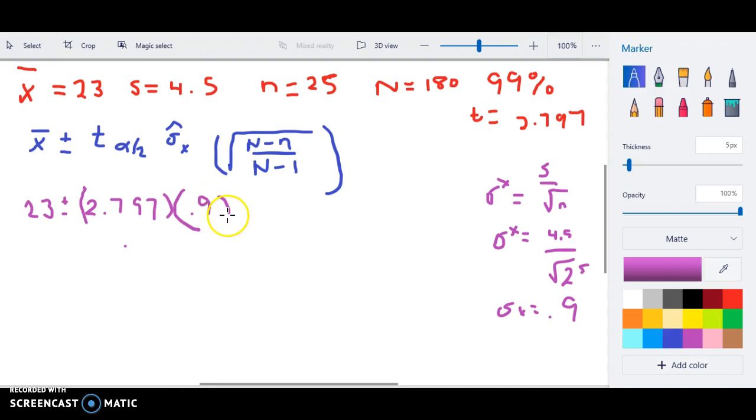And then you're going to plug in, let's do this over here on the side, the square root of 180 minus 25 over 180 minus 1. So basically 155 over 179, and then you have to take the square root. I believe in the example it said round to the 4th decimal place. So that would be 0.9305.